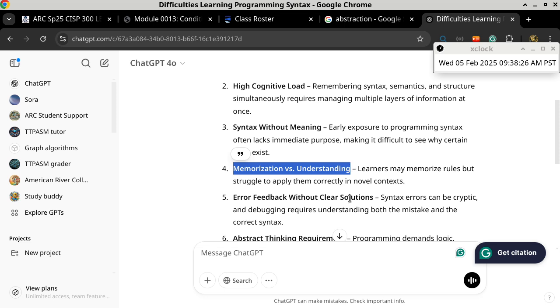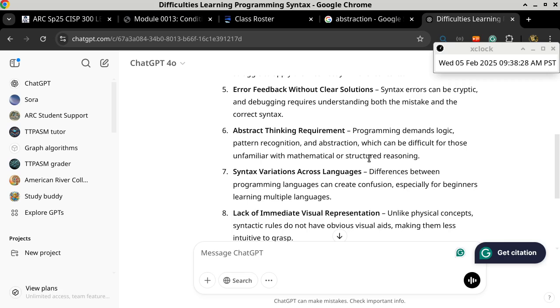Error feedback with clear solution. Syntax errors can be cryptic, and debugging requires understanding both the mistake and the correct syntax. So once again, it's getting to both the syntax versus the logic, and both are needed in order to become a successful programmer or software developer. We are going to skip this one because it does not apply as much in this class.